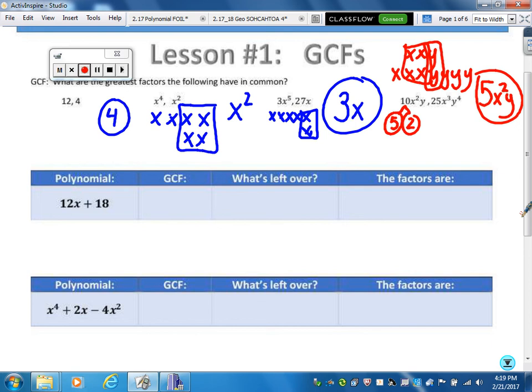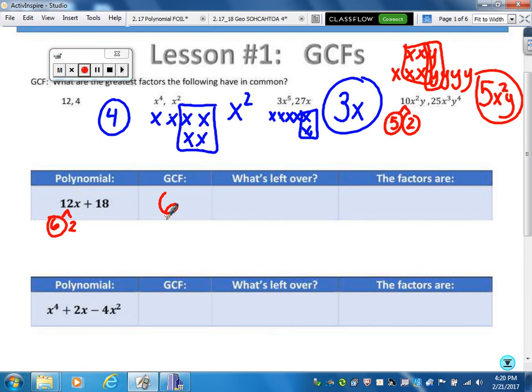Let's try it. So 12x and 18. So right off the bat, I see that they don't both have x's, so x cannot be a GCF. But 12 and 18, let's see, does 12 go into 18? No. Break that down a little bit further. 6 and 2, does 6 go into 18? Yes, it does. So 6 is our GCF. So we've got a GCF of 6.